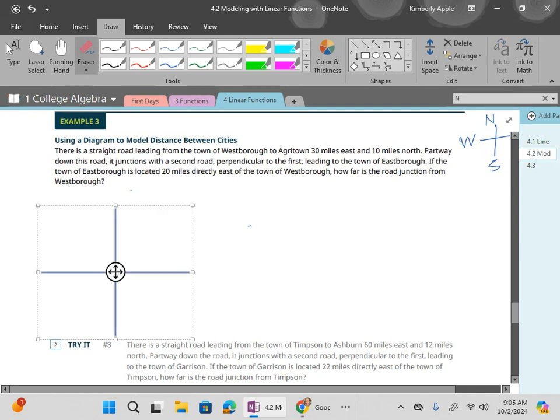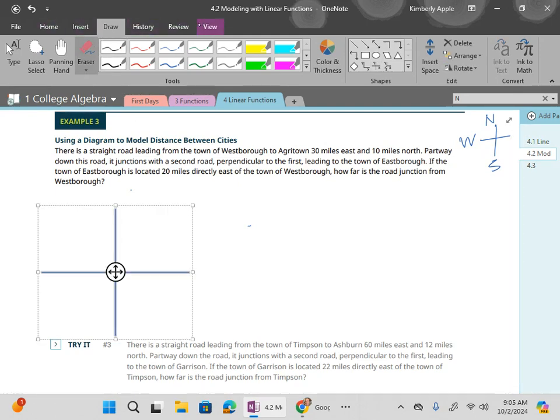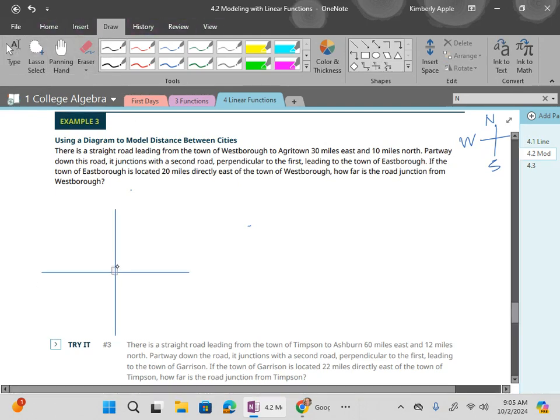However you want to draw it, please feel free. All right, so I've got me a little coordinate grid here. North, south, west, east. All right, so there's a straight road leading from Westboro to Agratown. We're going to start in Westboro, so that's Westboro, right? The origin.